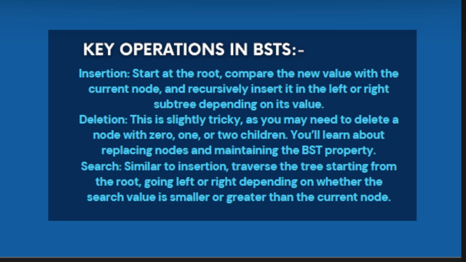For deletion, this is slightly tricky, as you may need to delete a node with 0, 1, or 2 children. You will learn about replacing nodes and maintaining the BST property. For searching, it is similar to insertion. Traverse the tree starting from the root, going left or right depending on whether the search value is smaller or greater than the current node. These operations work efficiently when the tree remains balanced.